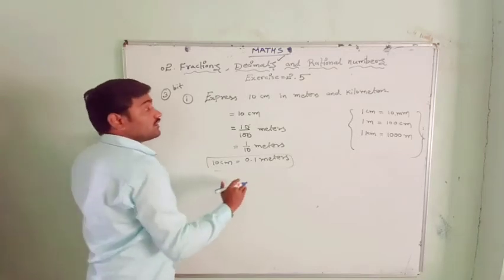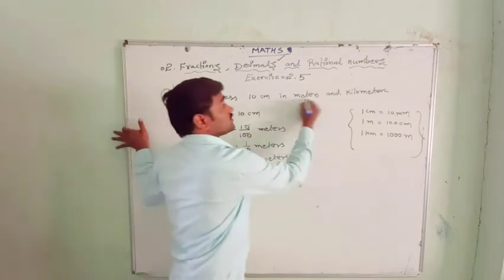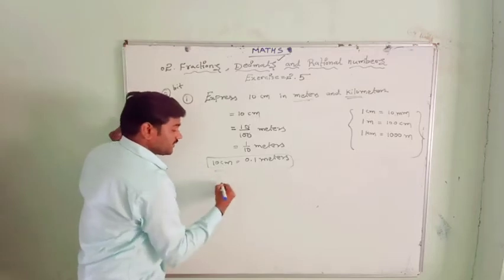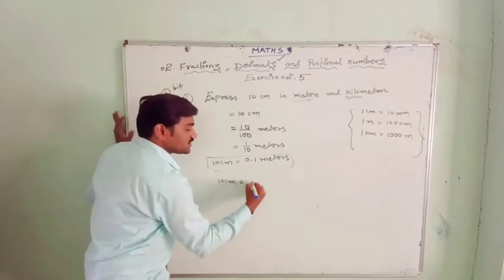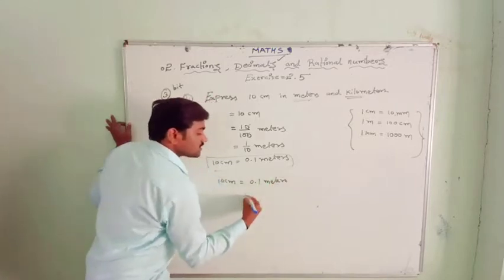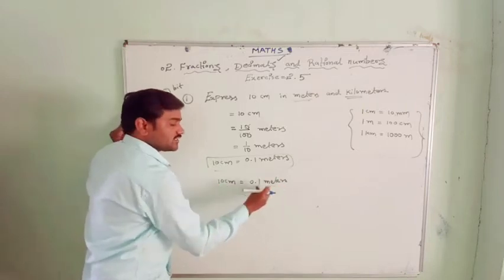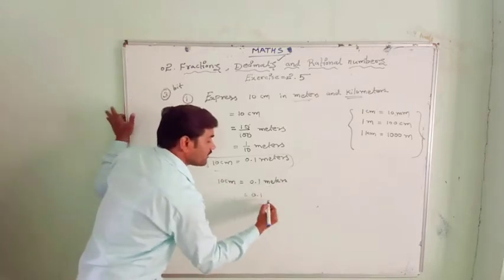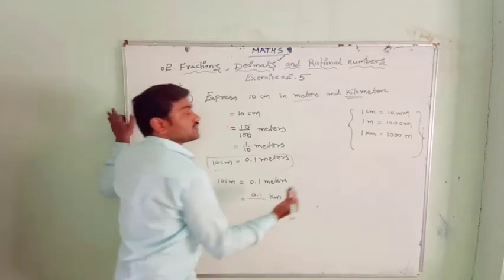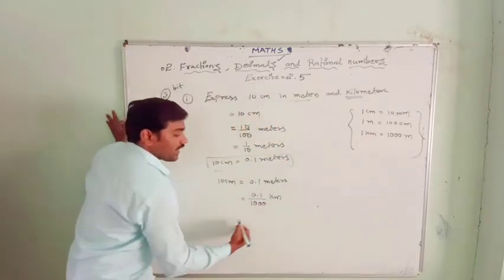Then this 10 centimeter equal to how many kilometers? We have to change into meters and kilometers. Let us change into kilometers. Already we know that 10 centimeters is 0.1 meters. This meters we change into kilometers. To change into kilometers, by how much do we have to divide? 1000 meters equal to 1 kilometer, so we have to divide by 1000.